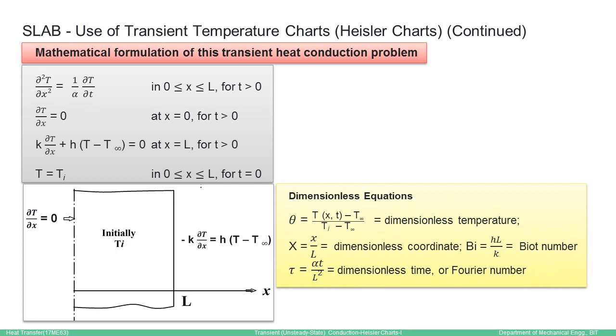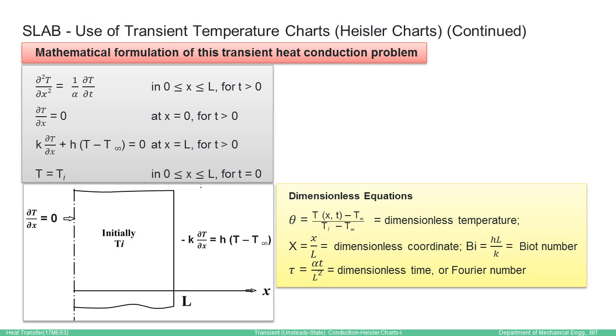T is equal to Ti, that is the initial temperature, at time t is equal to 0. This is valid for the complete solid. Now, by using the dimensionless equations, replacing some of the terms by dimensionless terms, theta is a dimensionless temperature written as T(x,t) minus T infinity divided by Ti minus T infinity, where T(x,t) is the temperature of the solid at any given position x at any given time t.